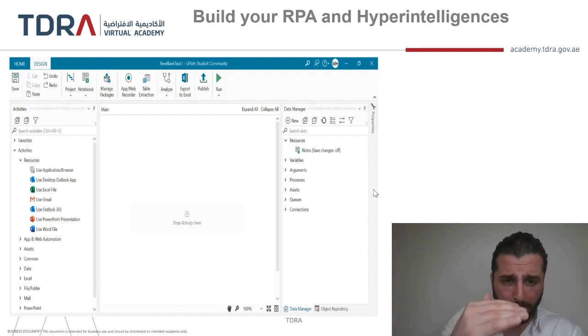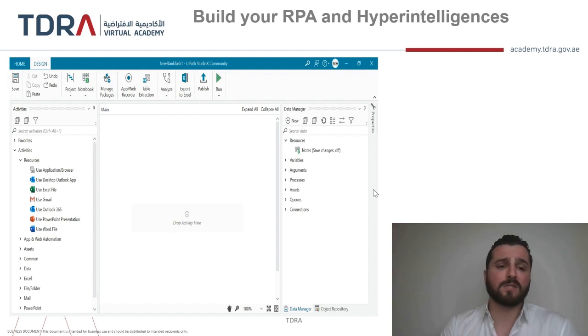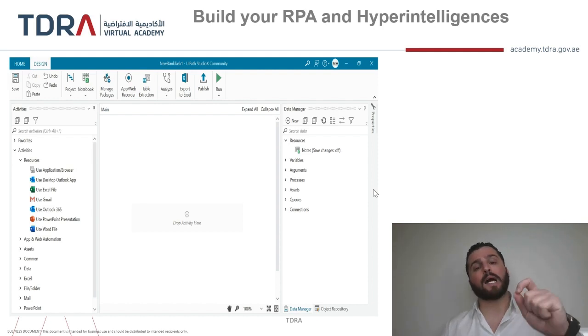As you can see on the top of the screen, you can see the toolbar where we can cluster the projects under projects, where we can take a notepad and manage it. We can manage and extract plugins and packages. The application web recorder is where we capture the process.